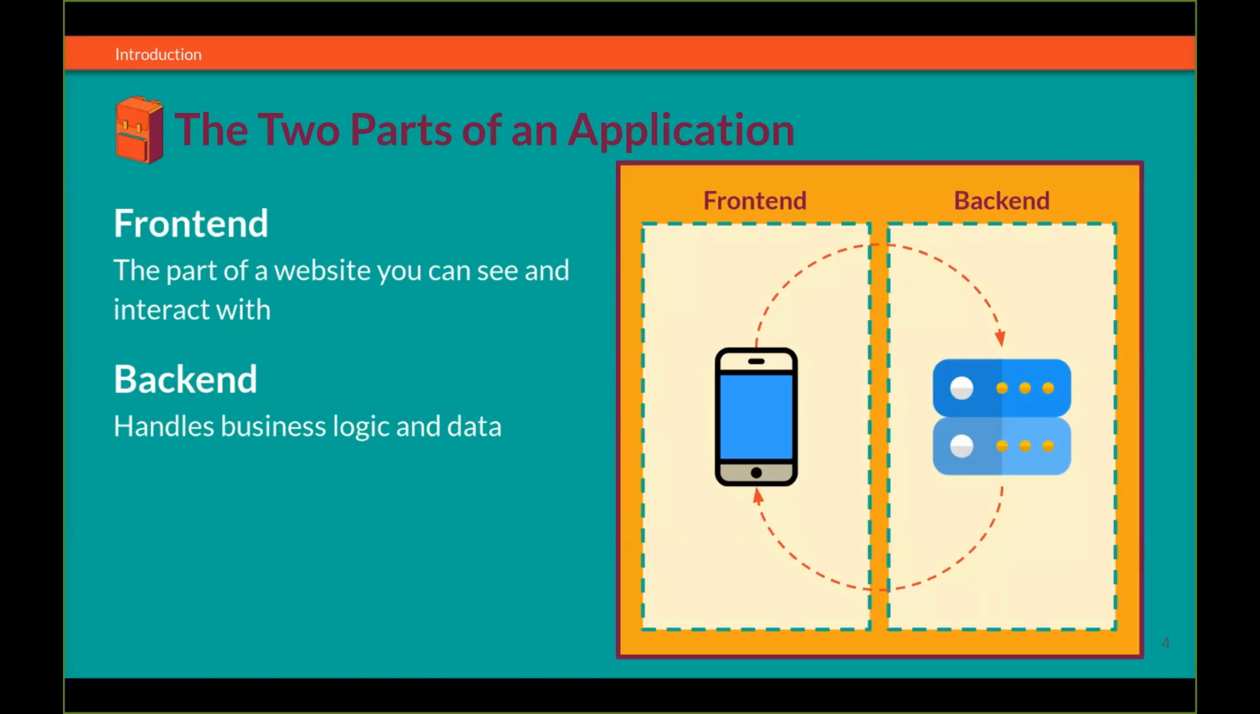There are two parts to an application. There's the front end part, which is the part of the website that you can see and interact with. And there's a back end that handles business logic and data. The back end stores the information that you need to display on the front end, and it handles changes in that information in response to user interactions from the front end.